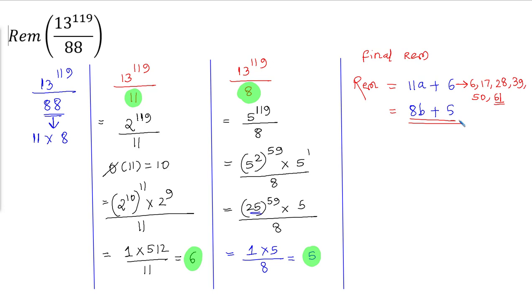8 7s are 56 and the remainder is 5. So 61 is the first possible number which satisfies both conditions. Okay everyone, so our final remainder is going to be 61. This is how we can solve this. Okay, let's do one more.